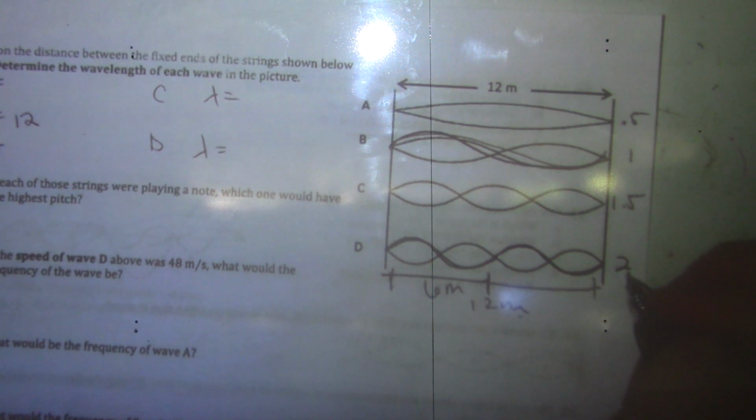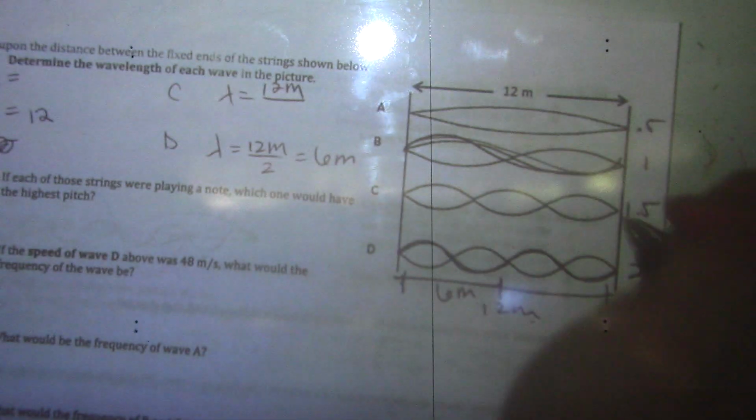What we did is we divided by the number of waves. So 12 meters divided by 2 gave me 6 meters. Here, for C, it's 12 meters, but it's only 1.5 waves, so divide by 1.5, that gives me 8 meters. Here, it's 12 meters, but I'm dividing by 0.5, and that gives me 24 meters, which is okay that it's longer, because if this is only half a wave, a full wave would be longer.